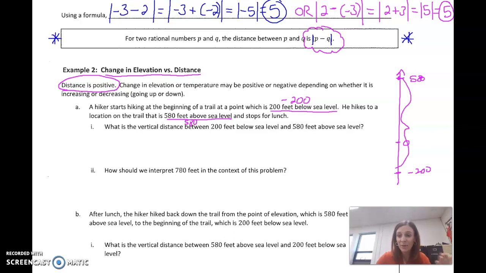Now, instead of drawing that number line, though a visual helps me, I can say it's 200 to get to 0, and then another 580. But what we can do is use that P minus Q thing. I can say negative 200 minus 580 and take the absolute value of that. So keep, change, and don't forget the second change. And don't forget to write the right numbers in.